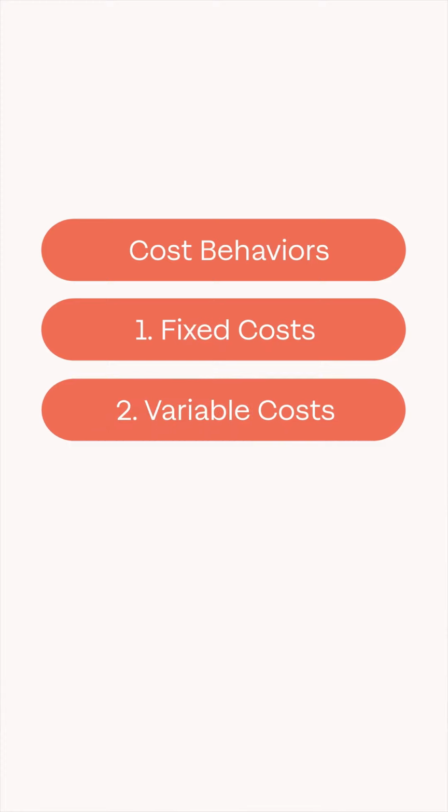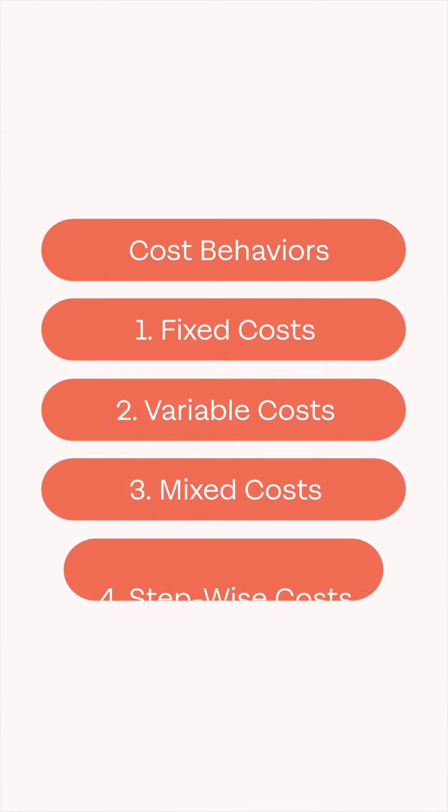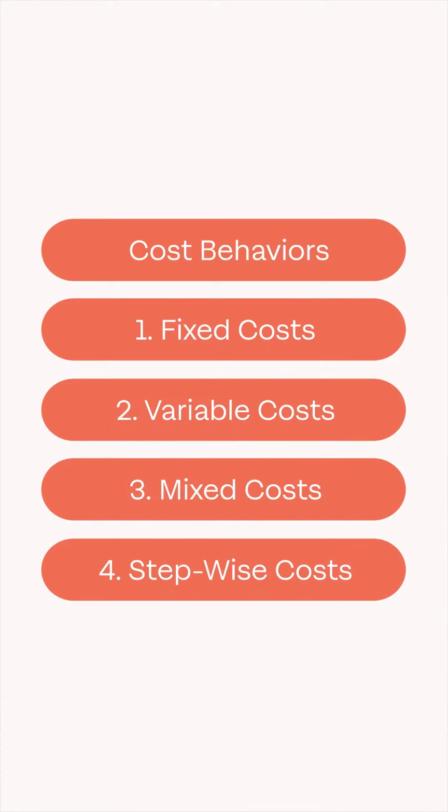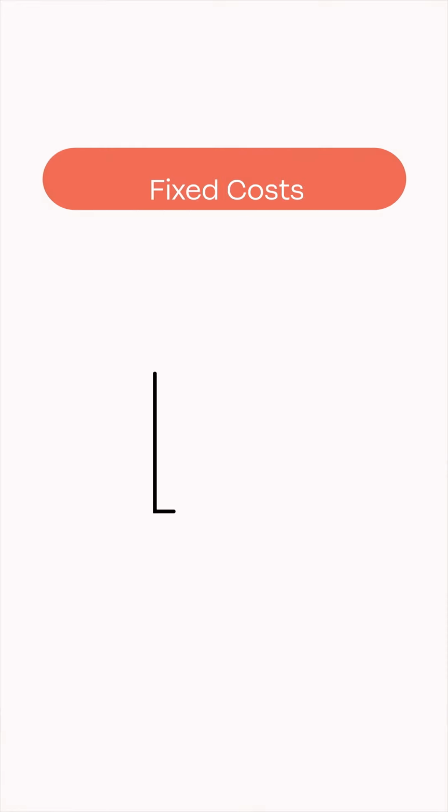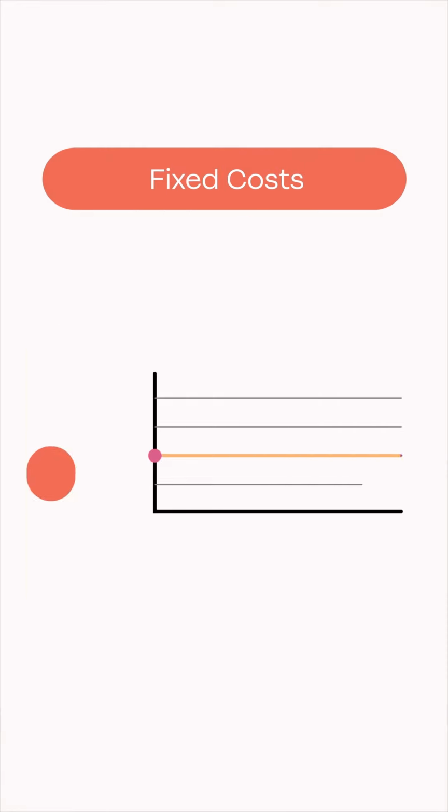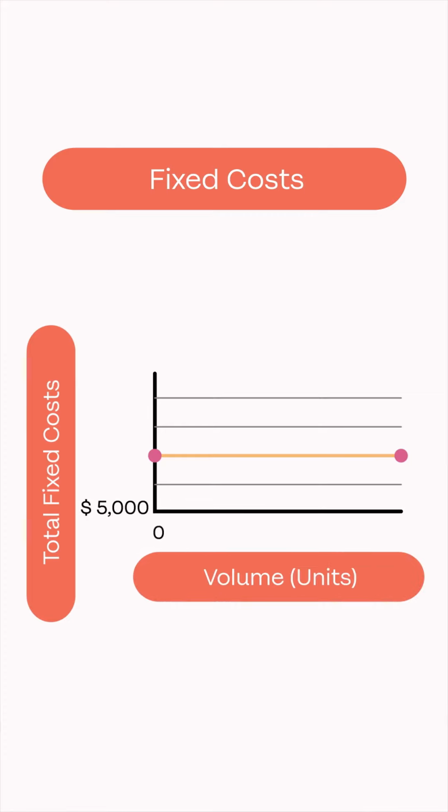Today, we're talking about the 4 different types of cost behaviors in production: fixed, variable, mixed, and stepwise costs, and how they relate to changes in production and sales. The first in our lineup, fixed costs, are costs that always stay the same, even when activity increases or decreases. Insurance is an example of a fixed cost.